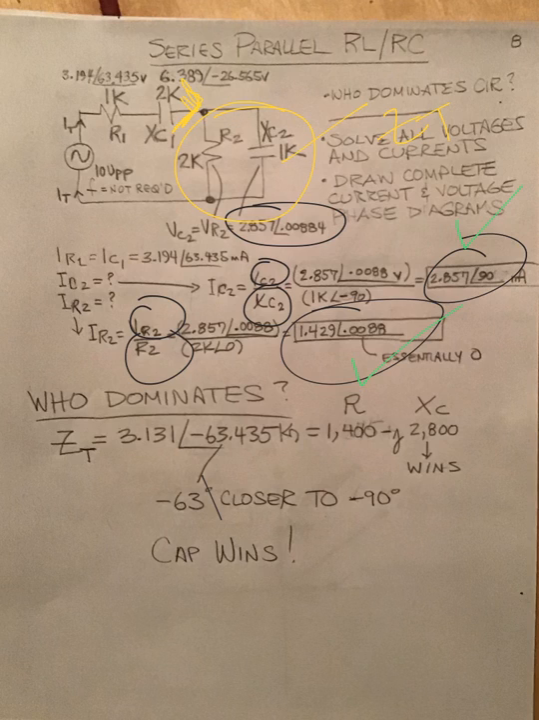Okay, so the question is, here's this series parallel circuit. You see it with all four parts sitting before you. Who dominates? I have no clue if I'm looking up there. I have to look to the impedance total of the circuit. Being that it's minus 63, which means it's closer to negative 90, the capacitor is dominating the circuit. Does that make sense?